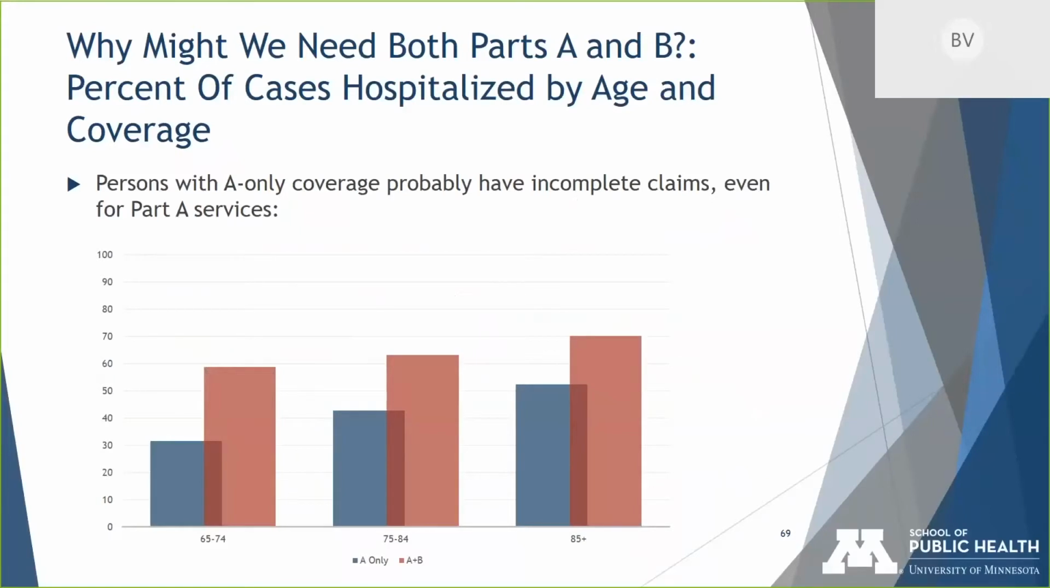So what we've done here is create a visual that compares individuals with Part A only coverage to individuals covered under both Parts A and B. We split this out into age groups as well to adjust for that factor a little bit, and what we've done is summarize the percent of individuals within these groups who had a hospitalization. And you can see the disparity between the A-only group versus the A plus B group, and you can see that there appears to be a gap in the Part A-only group. So even for Part A services, individuals with Part A-only coverage probably have incomplete claims that could bias your results.